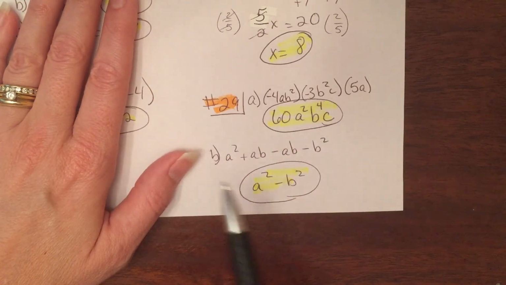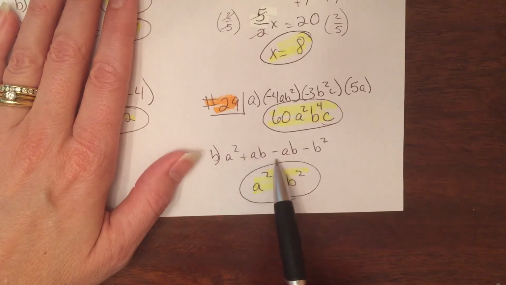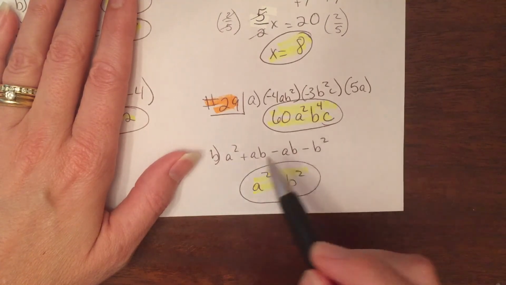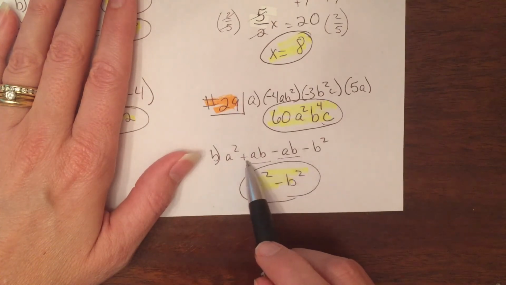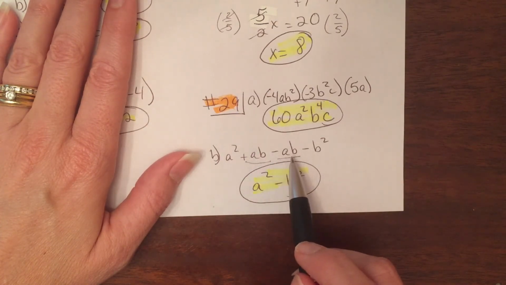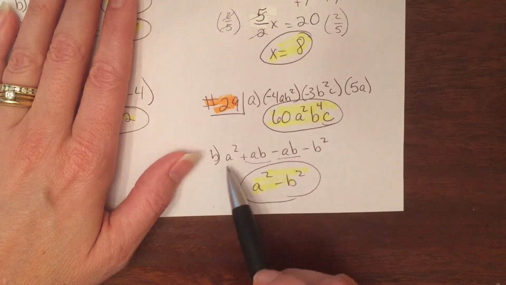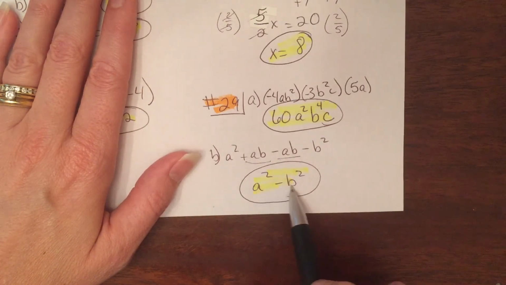B is a collect like terms. A squared plus ab minus b squared. This term and this term are the only two that are like. Plus 1ab minus 1ab gives me 0 ab's. So I'm just left with a squared minus b squared.